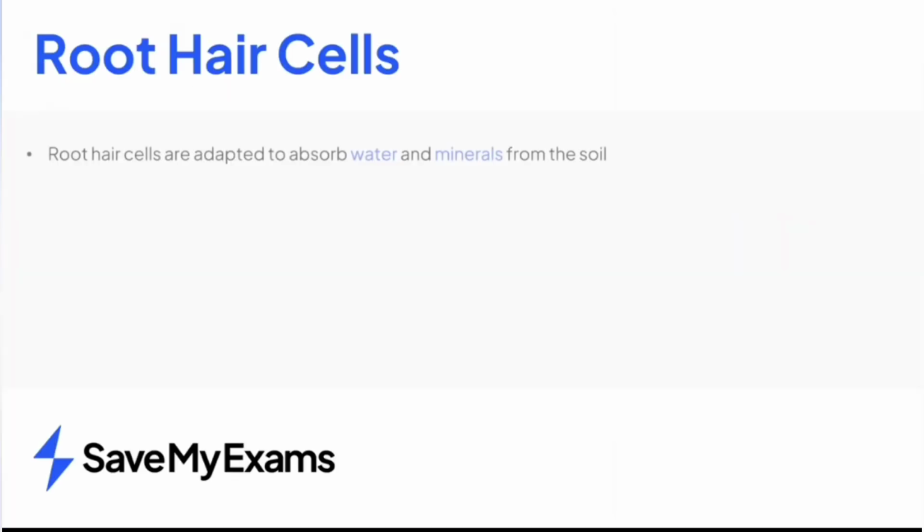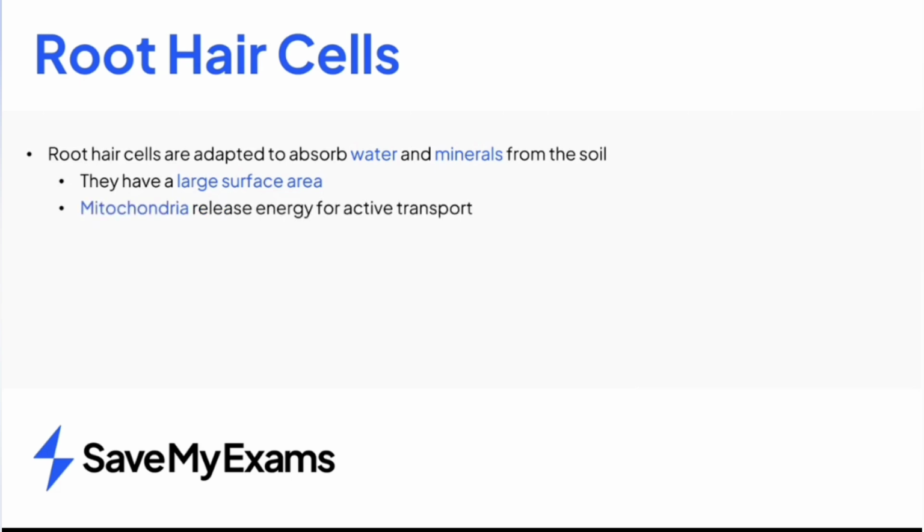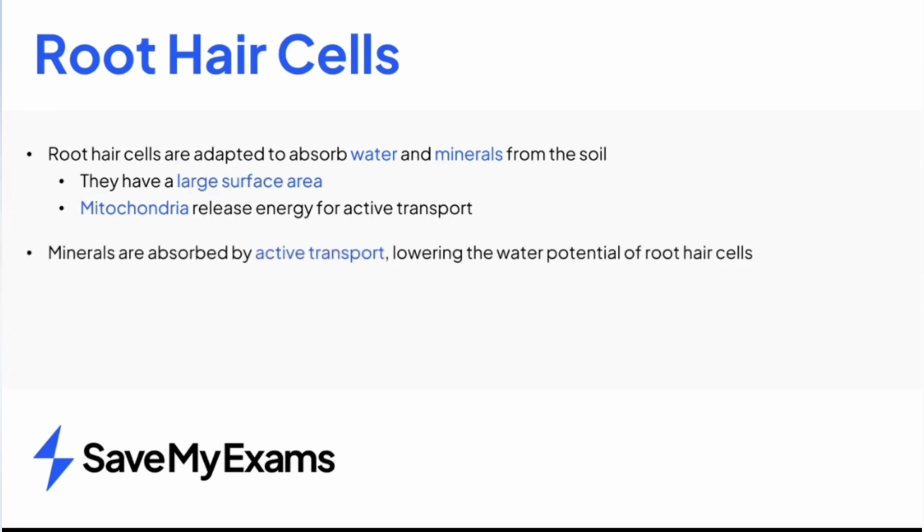In summary, root hair cells are adapted to absorb water and minerals from the soil. They have a large surface area, and they have mitochondria which release energy for active transport. Minerals are absorbed by active transport, lowering the water potential of root hair cells. And water enters root hair cells down a water potential gradient by osmosis.